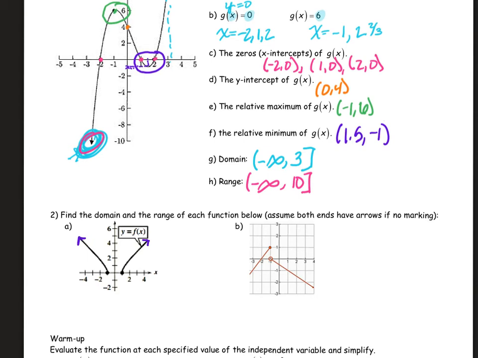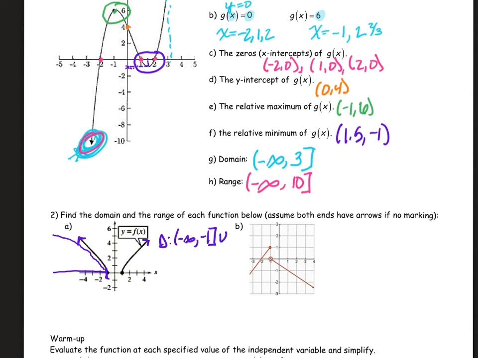So domain and range. So my domain, and because it's a graph, I can use interval notation, which is awesome. So my smallest domain would be negative infinity. Now notice that there's a break in between here. I cannot go between -1 and +1. So there's got to be a break in my domain. So my domain is going to go from negative infinity all the way to -1. And since that's a solid dot, it is included.